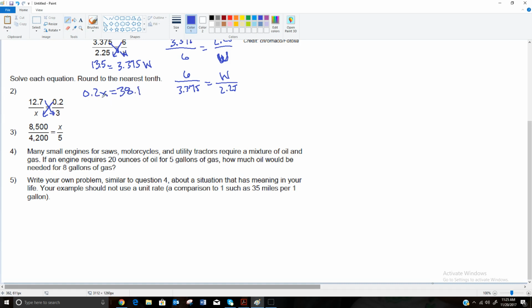And then we're going to divide both sides by the 0.2, since that's the number that we need to get rid of in front of the x. So divide by 0.2, divide by 0.2, and we get that x is 190.5. So 12.7 to 190.5 would be the same as 0.2 to 3.